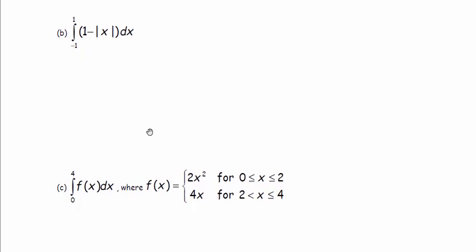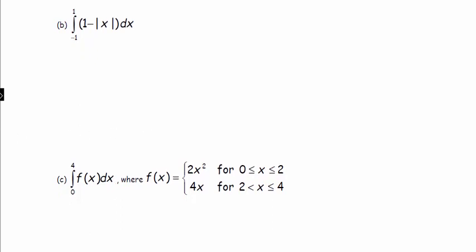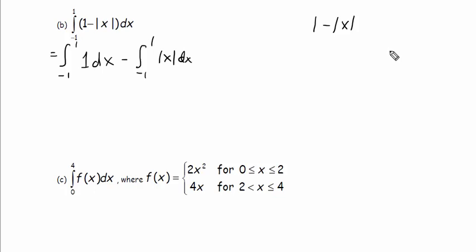Part B is a little bit different because it's an absolute value. So I want you to look at 1 minus the absolute value of x very carefully. And I'm going to break this up, integral from -1 to 1 of 1 dx minus integral from -1 to 1 of absolute value of x dx. So I really just need to look at this absolute value part. So if you remember the definition of absolute value, it's equal to x if x is greater than or equal to 0, and the opposite of x if x is less than 0.